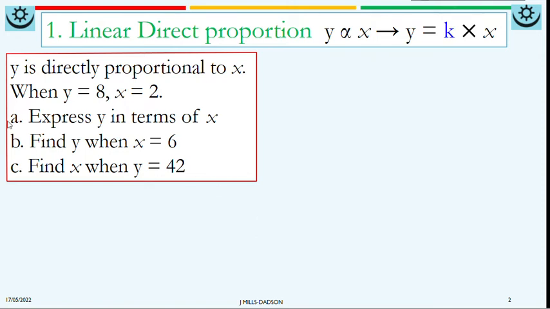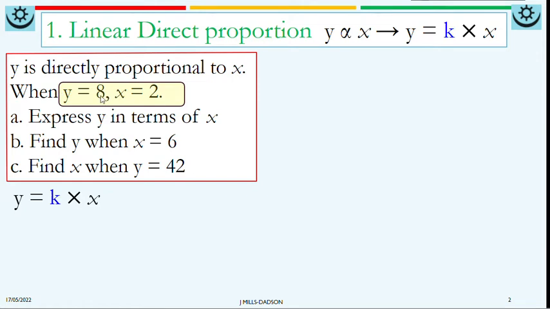Anytime that you see a question where they say express y in terms of x, that means they want you to create an equation or formula for it. So this is the symbol notation for direct proportion, and this is the K that represents the proportionality coefficient. So how do we start? We start with the proportionality coefficient formula. Y equals K times X because it's directly proportional. This is how we start.